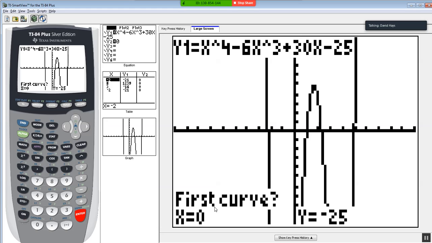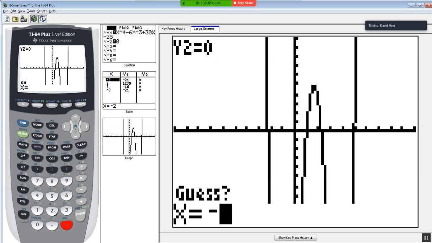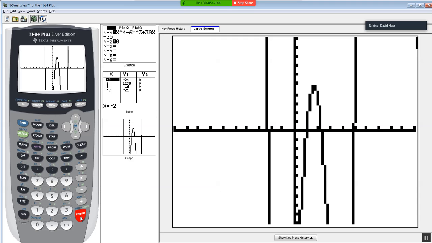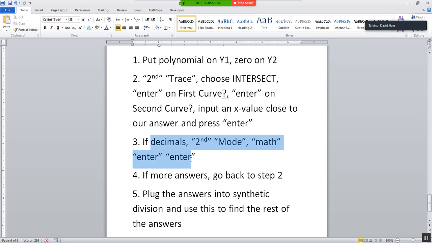Notice it's asking us, it says first curve question mark. We just do an enter on that. Then it's asking us for second curve question mark. You simply do an enter on that. And then I put in -2, an x value close to our answer, and press enter. Comes back and tells us -2.236068. Now, I have a decimal, so that's step 3.